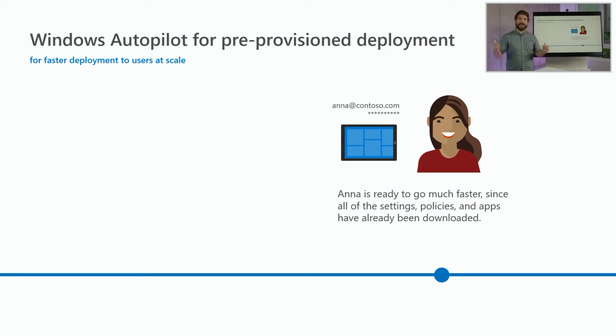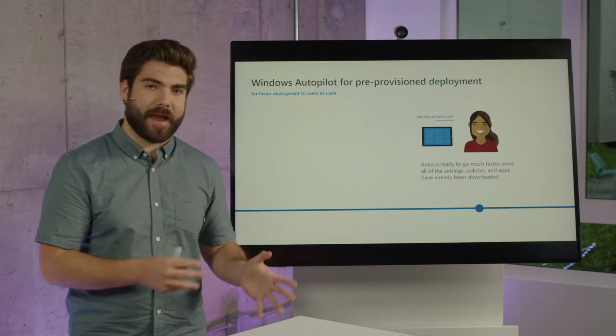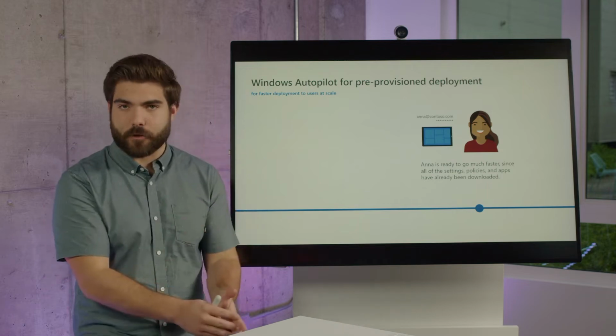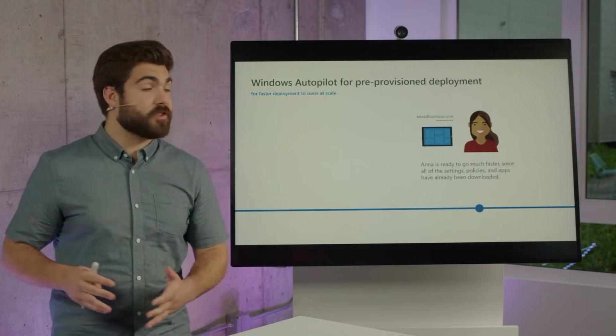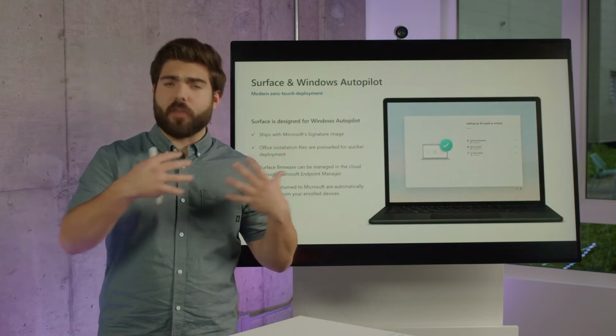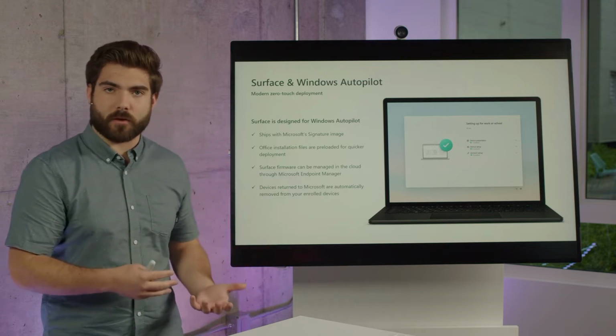to be deployed. And since everything has already been pre-provisioned, she can go ahead and pop her device open and, via the cloud again, finish deploying in just a matter of minutes. So this is even faster than our zero-touch deployment method. But whether you choose zero-touch deployment or the pre-provisioned deployment, there are some special things involved when utilizing Surface devices through Windows Autopilot.